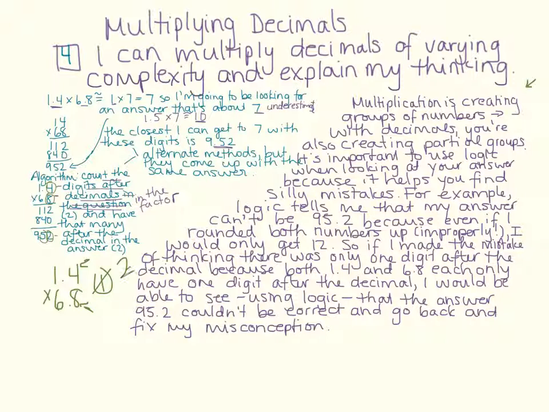But if they made that misconception, which again is common, the exceeding expectation answer to this learning intention identifies this misconception and explains how to deal with it. If you use logic, you can see that the answer 95 decimal 2 can't be correct, and you realize that you have a misconception, you can go back and fix it.